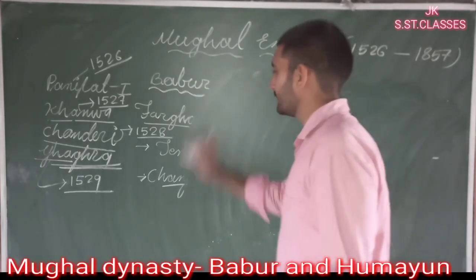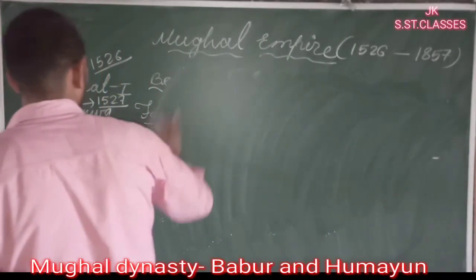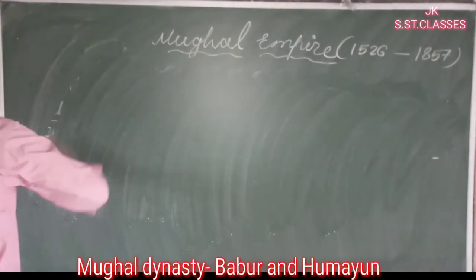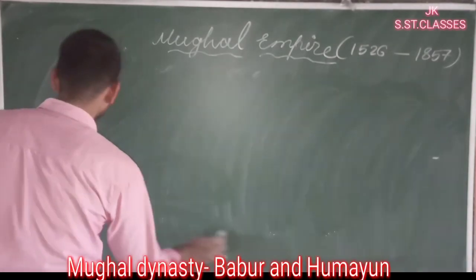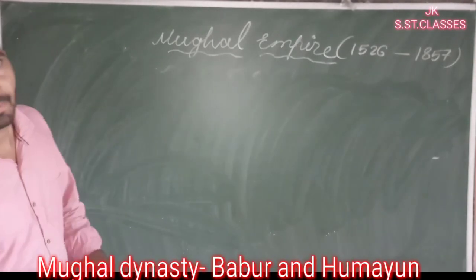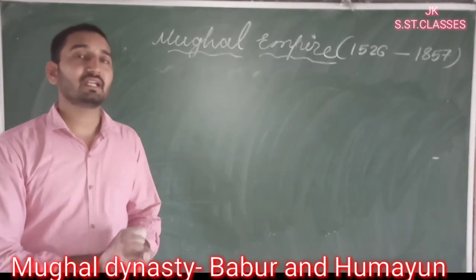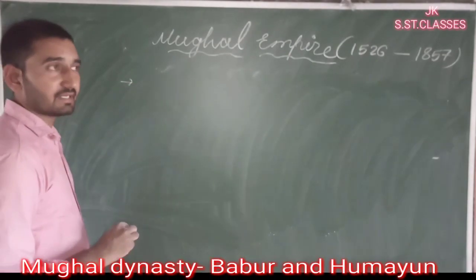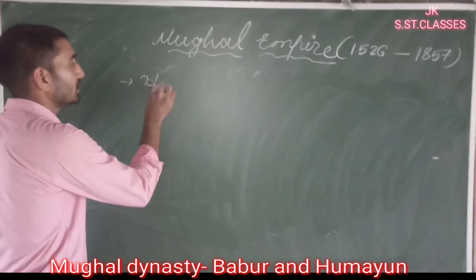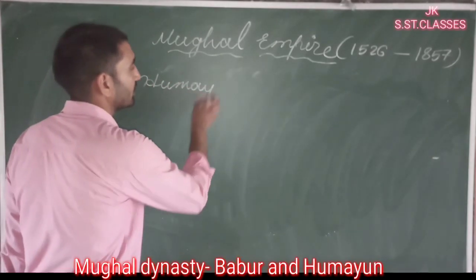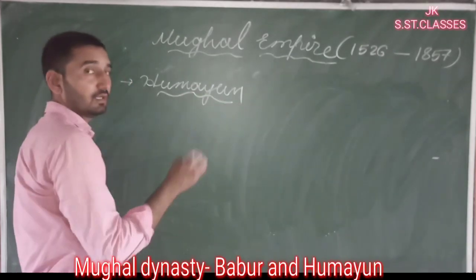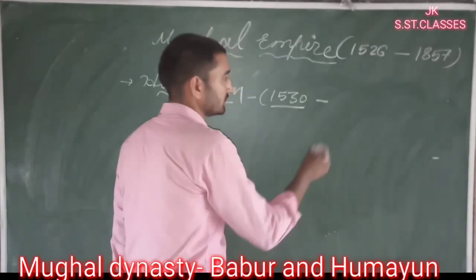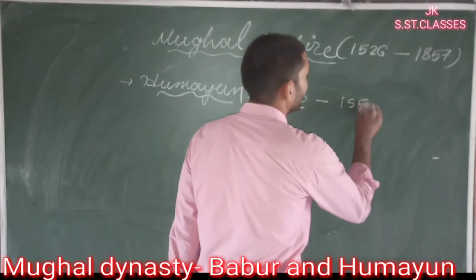So the rule of Humayun can be divided into two parts. Okay, from 1530 to 1540, and from 23rd July 1555 to 24th January 1556. So first of all, the successor of Babur was Humayun, who became the ruler in 1530 and ruled till 1556.